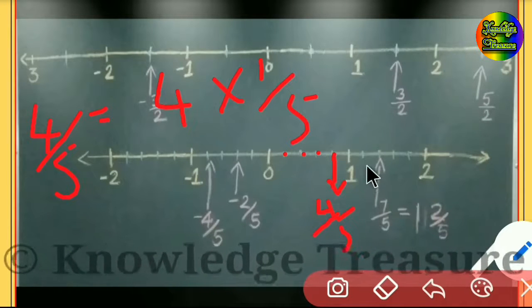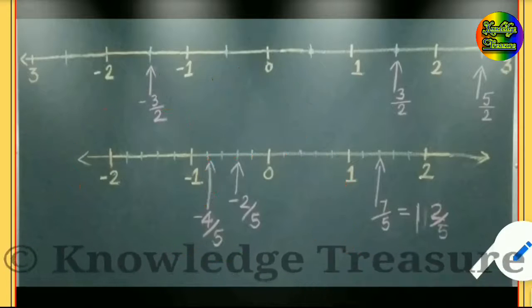If you count the equal points on the left hand side, what are you getting? Minus 4 upon 5. Let us see. How many points have we counted? 4 points. So let us count the 4 points on the left hand side. 1, 2, 3, 4. It will give us the number minus 4 upon 5. Okay. We have shown all the 3 numbers. The first number is 7 upon 5. Second one is minus 2 upon 5. Third one is minus 4 upon 5. I hope you understood.